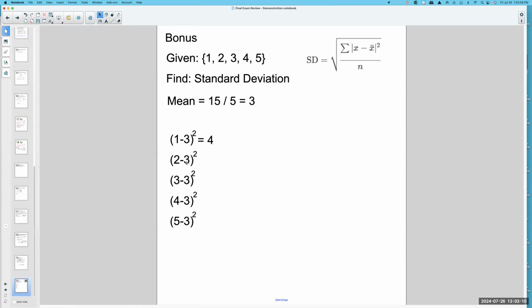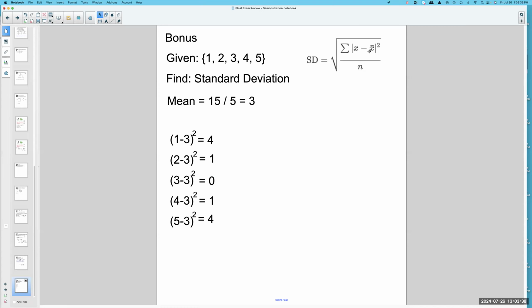2 minus 3 is -1. -1 times -1 is +1, right? 3 minus 3, very simple. 0. 4 minus 3, guess what? That's 1. 1 squared is still 1. 5 minus 3 is 2. 2 squared is still 4.